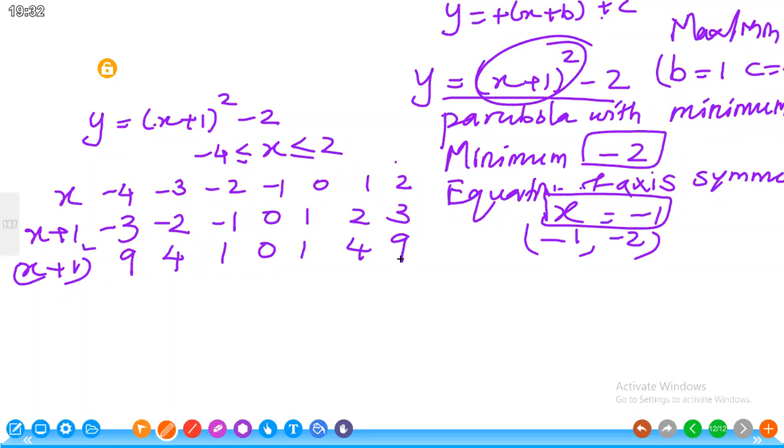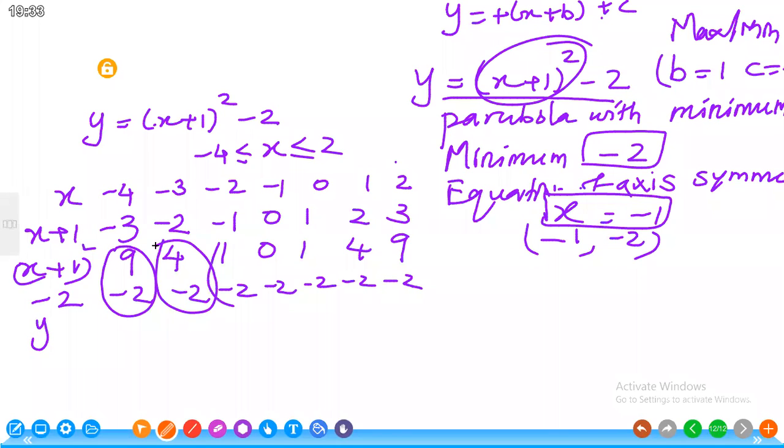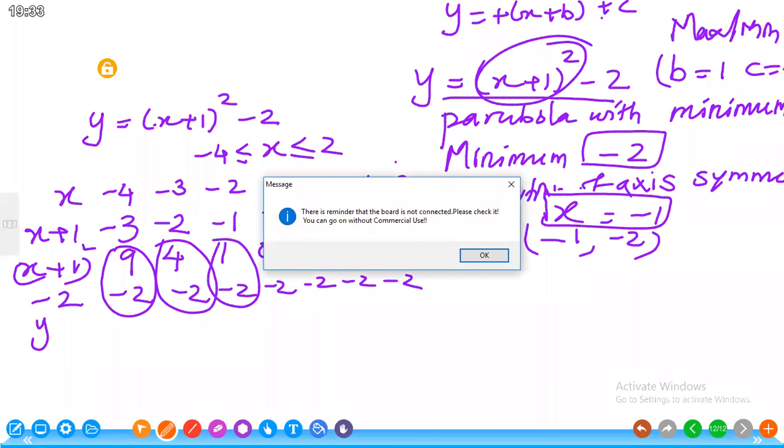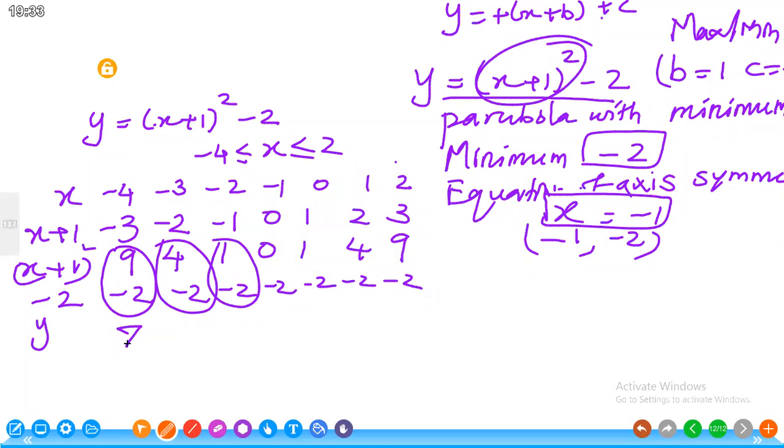Then subtract 2 from all values, right? So you will obtain the answers. Here 9 minus 2 is 7. Here 4 minus 2 is 2. Here -1, here -2, here -1, here 2, here 7. Right? Okay. Now, according to these table values, we draw the graph.